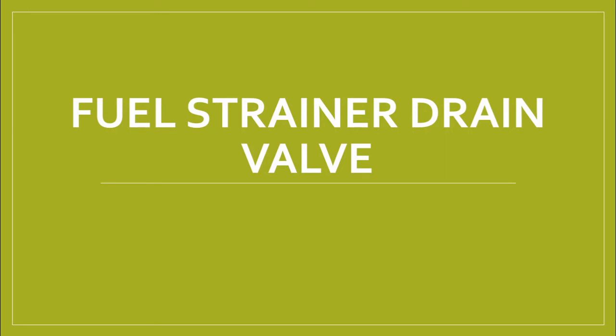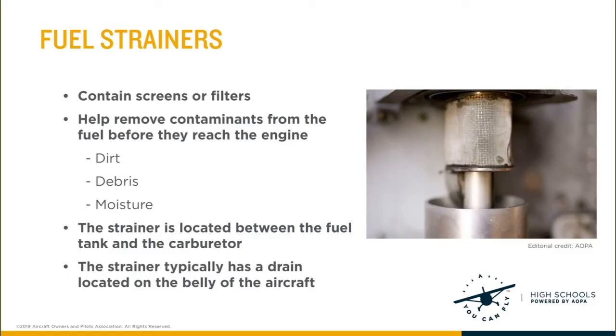All right, next is the fuel strainer drain valve. A strainer is typically what we use if you're making noodles: you put the noodles and the water into the strainer, and that keeps all of your noodles, and you can discard all your water. Or if you're like me, you just use a fork. So a fuel strainer is something the fuel will pass through, and it will screen out the debris, moisture, dirt, all that kind of stuff.